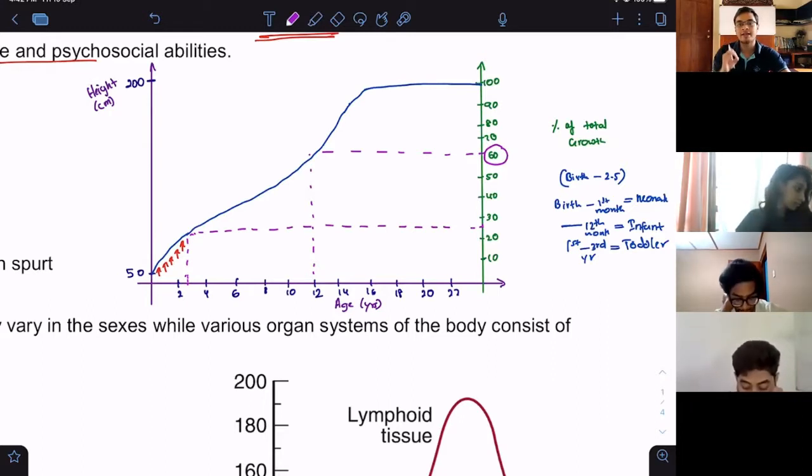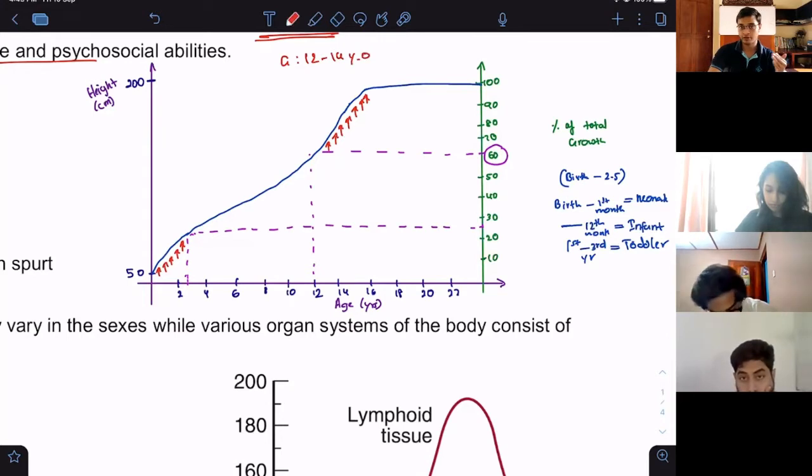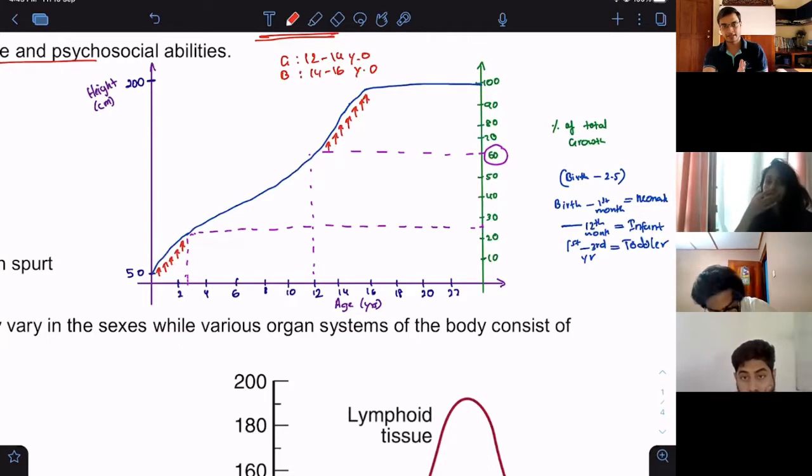After that, we get our second growth spurt. This is the adolescent growth spurt, guys. This is basically our puberty, the pubertal growth spurt. Now, the onset of puberty, you all know this varies. In girls, it's a little bit earlier, somewhere around 12 to 14 years of age. And for boys, it's about 14 to 16 years of age, the onset of puberty. So this age can vary a little between the sexes, but there is our second growth spurt.